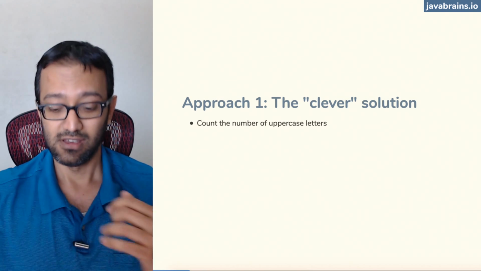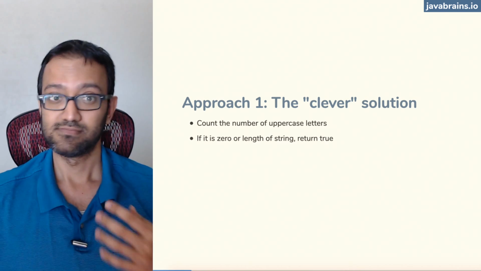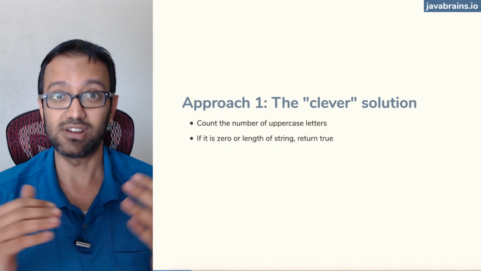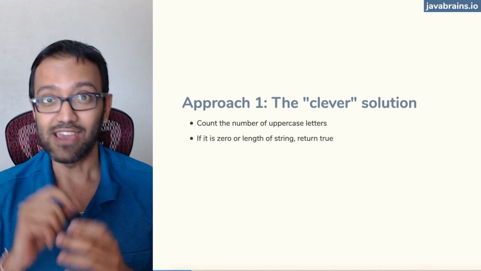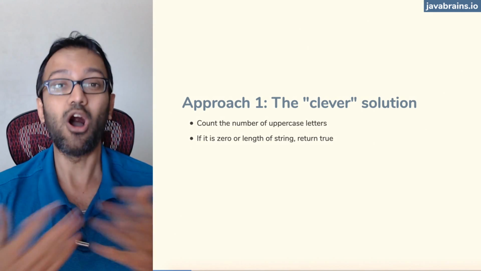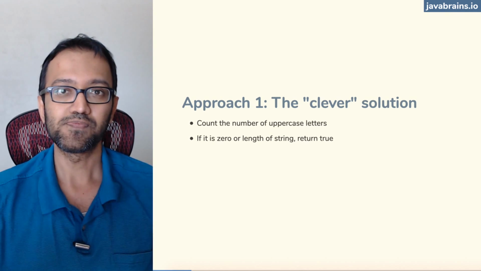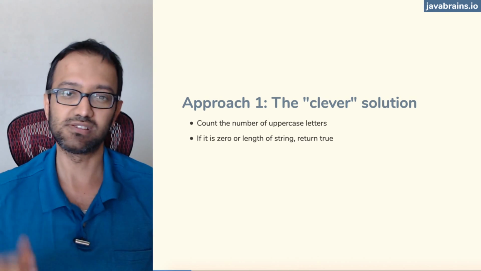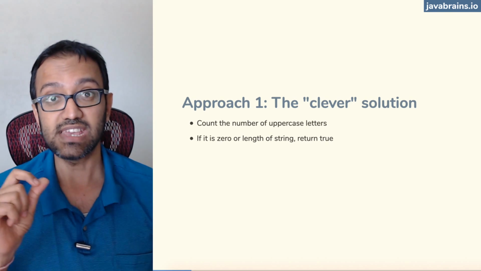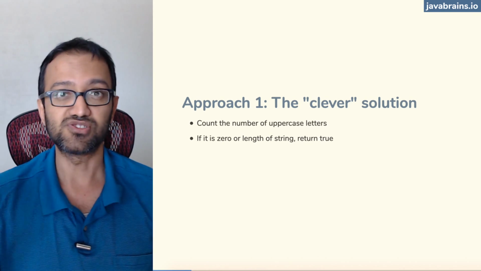In that case, you just return true. This is all lowercase, your condition is valid. Or if the number of uppercase letters you get is equal to the length of the string, which means it's all uppercase, even then you return true. So this is what you do. Count the number of uppercase letters. If it's either 0 or equal to the length of the string, just return true.